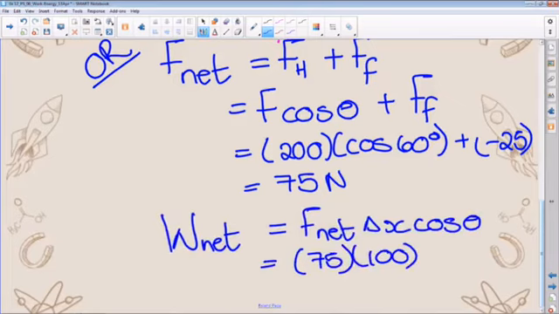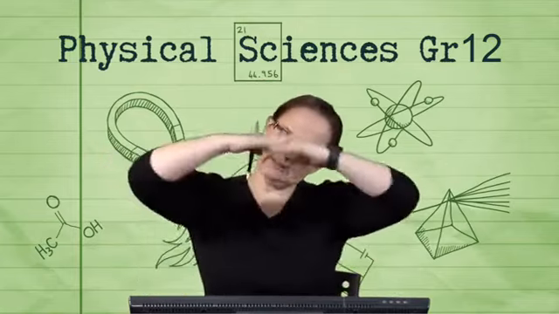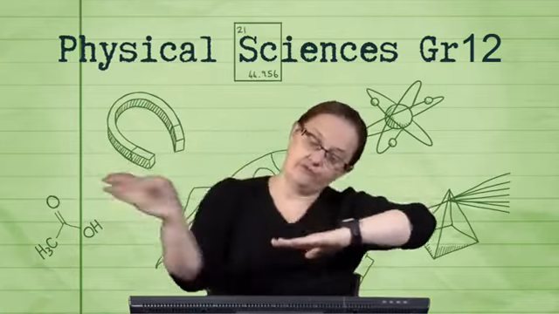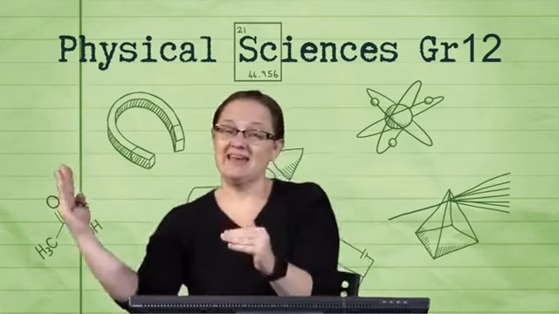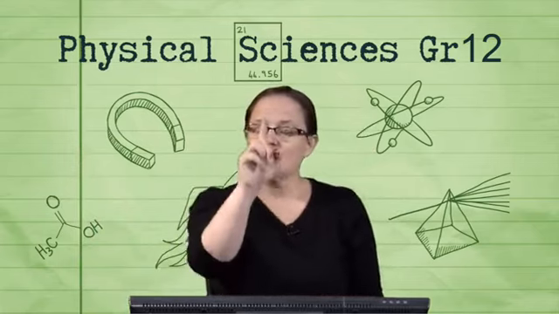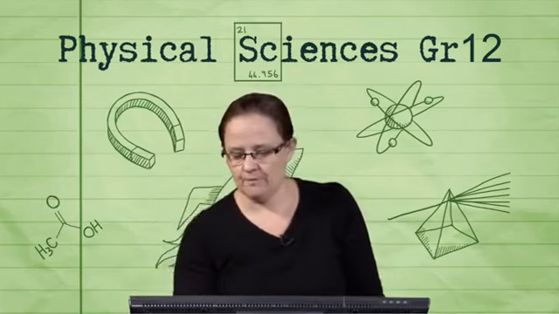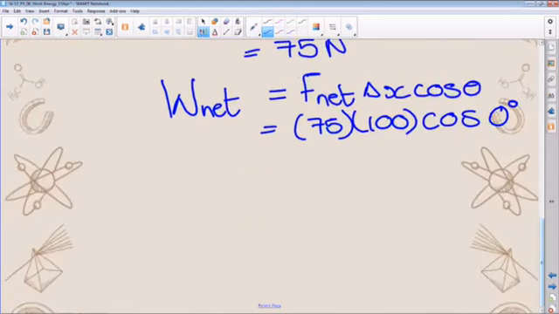Now we've got to make a decision again, okay? Friction, remember, goes in the opposite direction. My object is sitting on here, and I've worked out the net force. I've taken the forward force, and I've taken the backward force into account, and I've got a resultant forward force. So my net force and the direction of motion are in the same direction. That means cos theta, well, theta is 0, okay? Friction, 180. Applied net force in the direction that it's moving in, 0. So, oh, and look here, 7,500 joules, because cos 0 is 1.